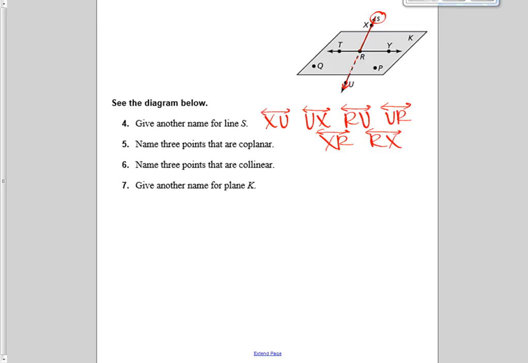Same thing for this one. Name 3 points that are coplanar. Well, really, it's going to be any 3 points except for X and U.